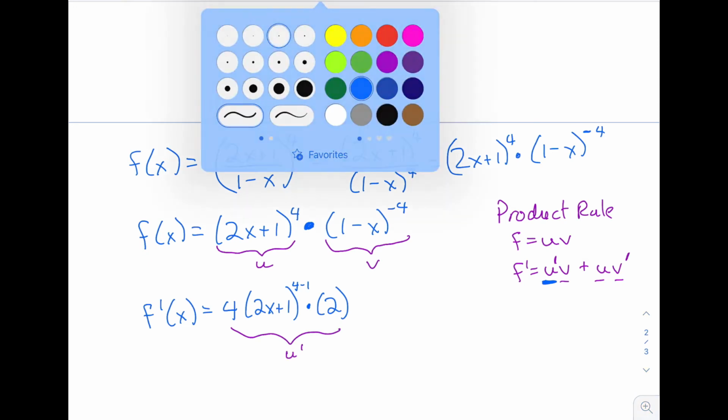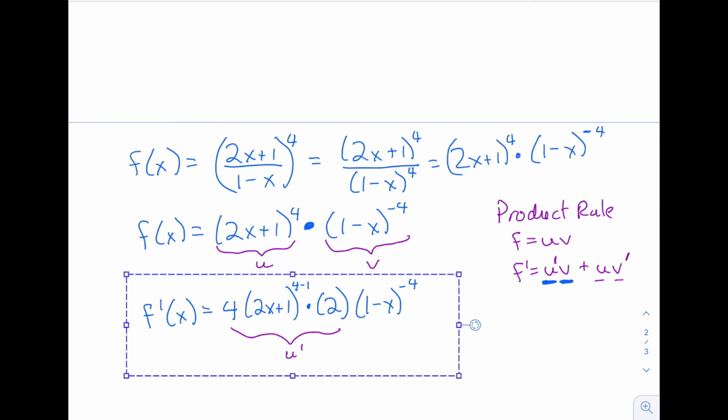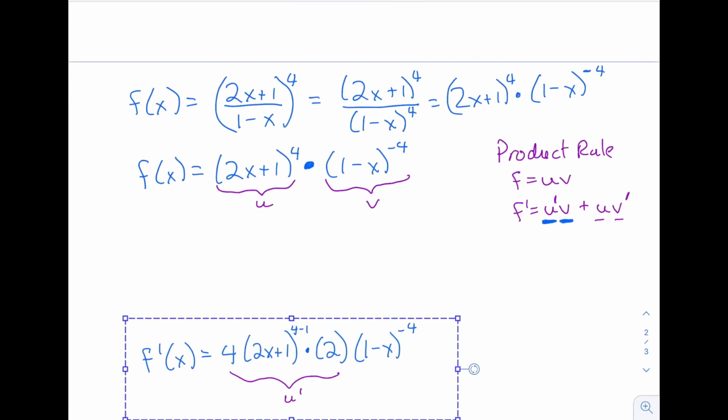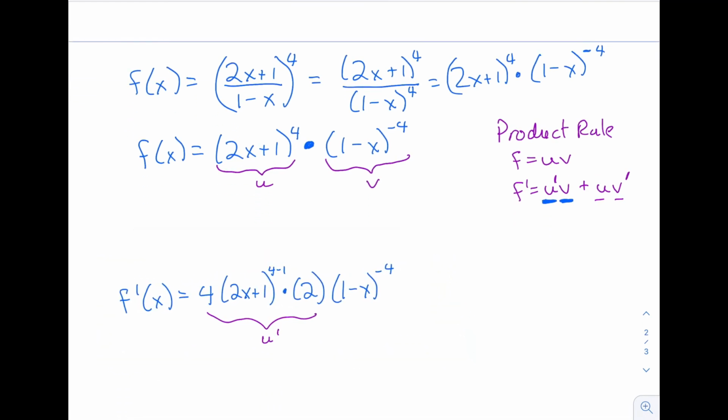So then I need to come and copy down my v. That's my second factor right here. This will be 1 minus x to the negative 4th. Oops, I think I'm going to run out of room. Let's shift this down a little bit. All right, that was my v. Oops, it's okay. Highlighter, that's kind of cool. And we're going to add, and my u is 2x plus 1 to the 4th.